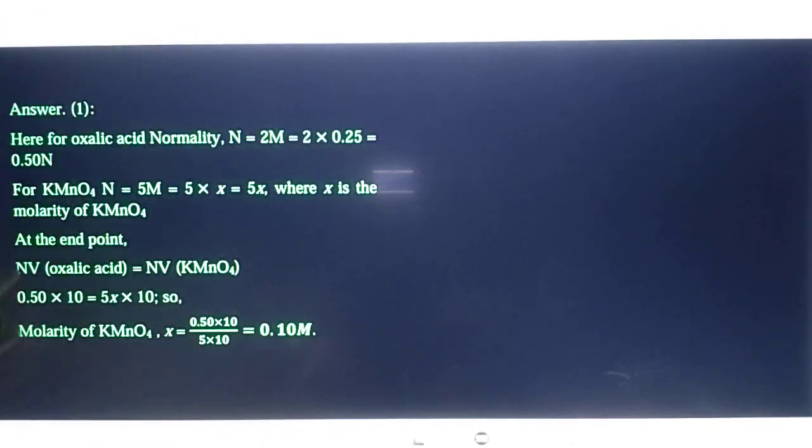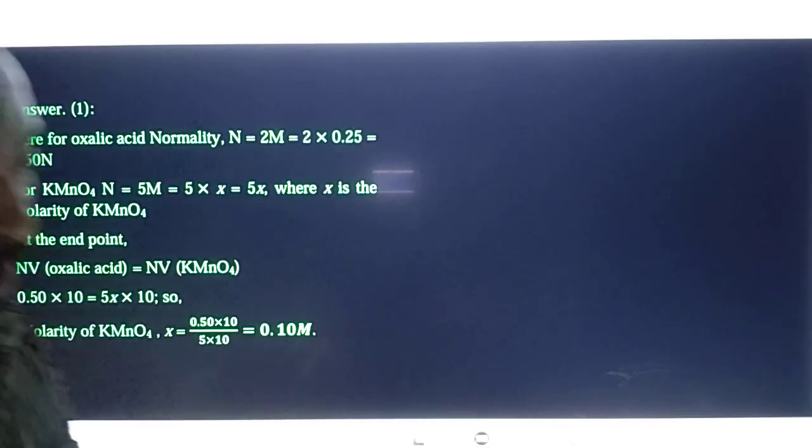Then at end point, NV oxalic acid is equal to NV KMnO4, isn't it? So what is NV KMnO4? NV of oxalic acid is 0.5 into the volume consumed, which is 10 ml. For potassium permanganate it is 5x into 10, because both volumes were given as 10 ml. So x you get as 0.1 molar.